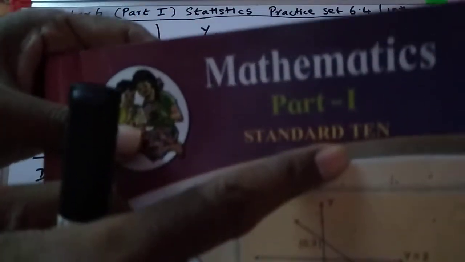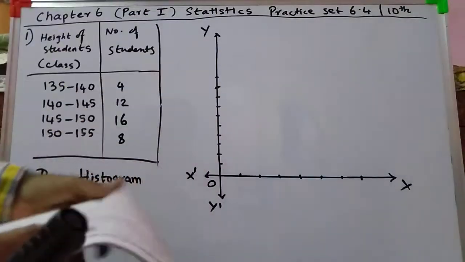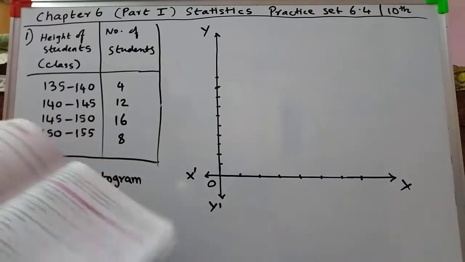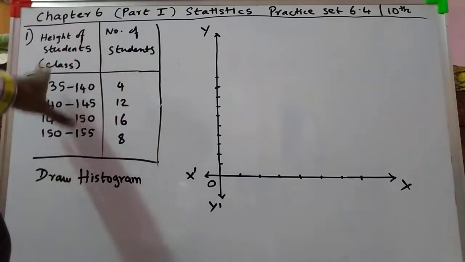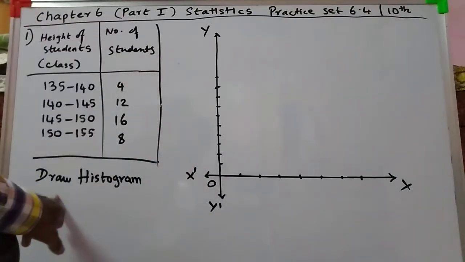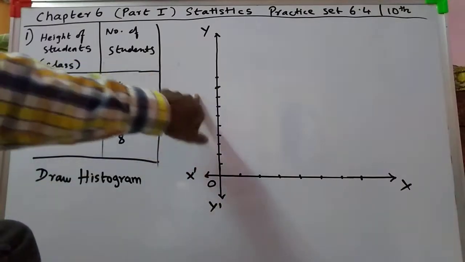Okay, today we'll learn Mathematics Part 1 Standard 10. Practice set 6.4, question 153. That we will do today. So the data is given: class and number of students. You have to draw a histogram. Class should be put here, frequency here.